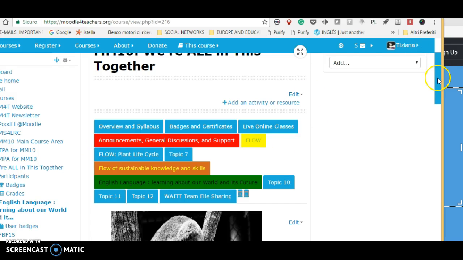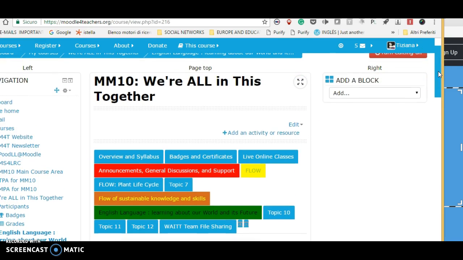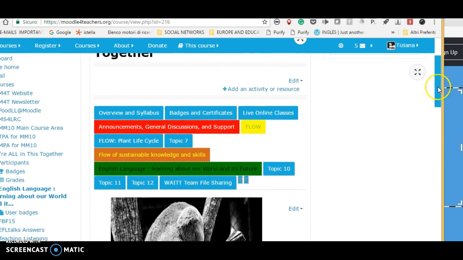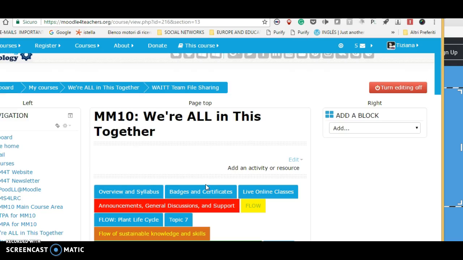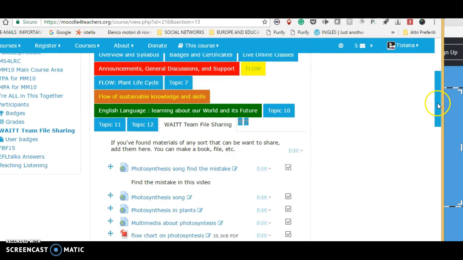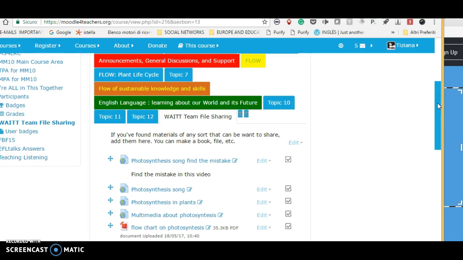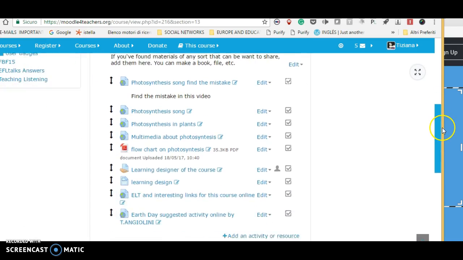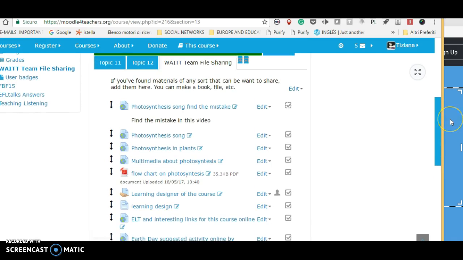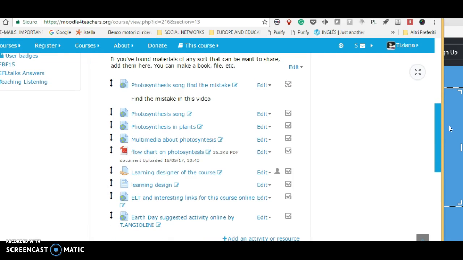So here we are in the Moodle in the section for we are all in this together. As you can see, we have some dashboards. We have flow plan life cycle. Someone has added the flow of sustainable knowledge and skills. Here you will see we have the materials which we have shared together. Scroll down, I can show you some of the materials that we have already added. Okay, some materials are some links online.